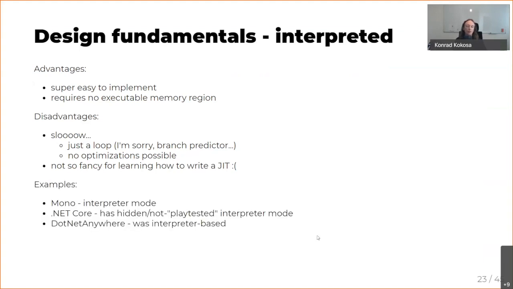There are some examples. Mono has an interpreter mode, and this is one of the reasons why Mono is used in Blazor WebAssembly, because WebAssembly currently is also in sandbox mode. It doesn't allow you to emit code to be executed, so it needs to run in an interpreter mode, and Mono has a much better interpreter than the very experimental one in .NET Core, so Mono has been chosen here. And .NET Anywhere was interpreter based also.